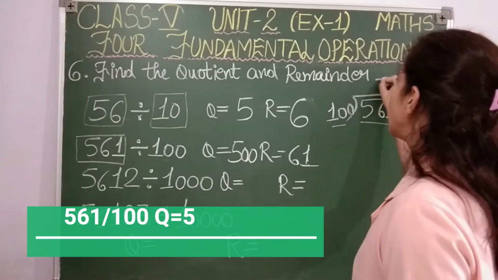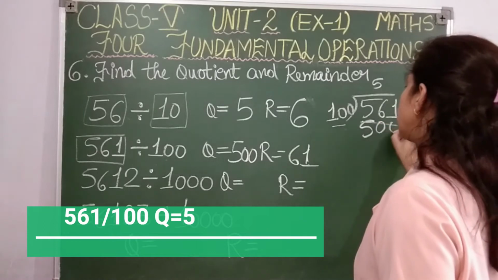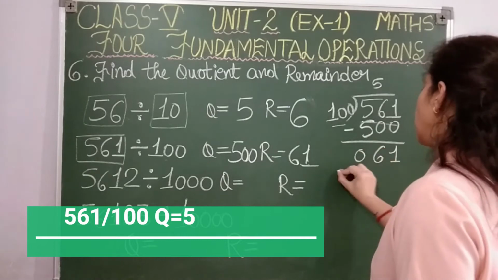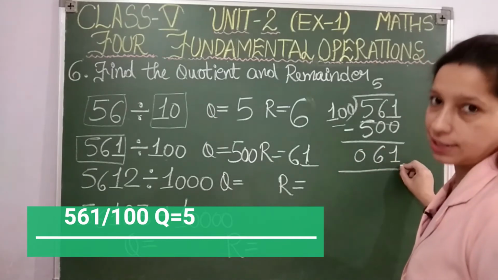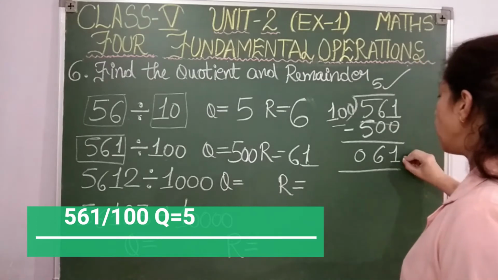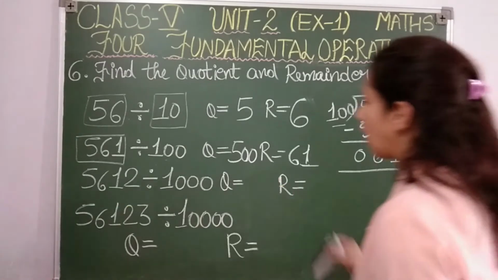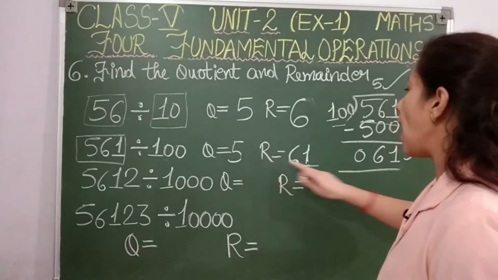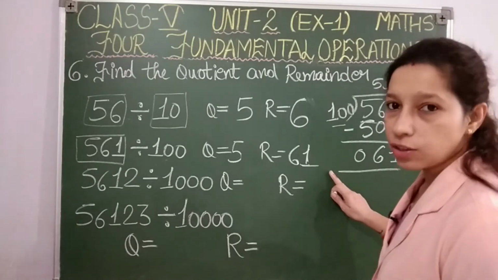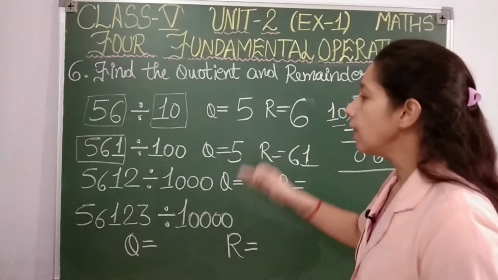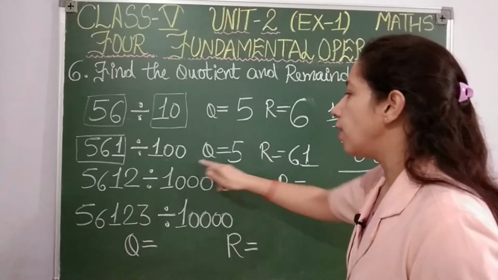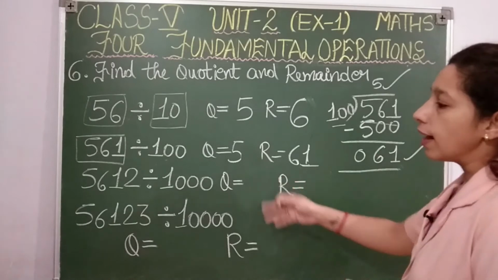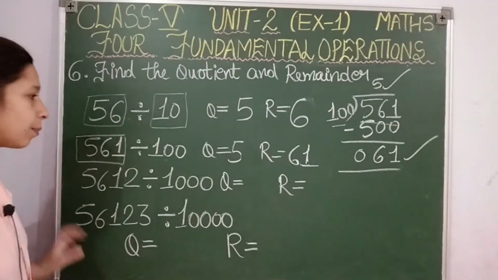So students, 100 5s are 500, isn't it? 1 minus 0, 1, 6 minus 0, 6, 5 minus 5, 0. How much is left, students? It is 61. Now see, the quotient is 5 and the remainder is 61. Here I have written 500 by mistake, but the quotient will be 5. 100 5s are 500. I hope it is clear, no confusion. So students, clear? Now let us solve these other examples also.